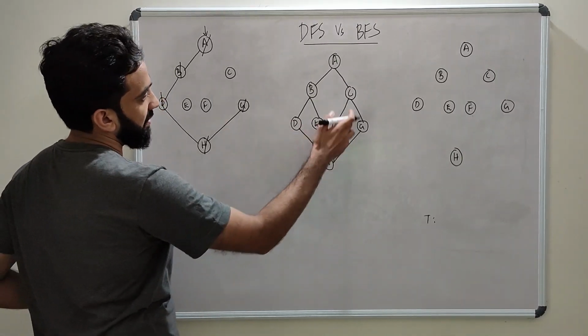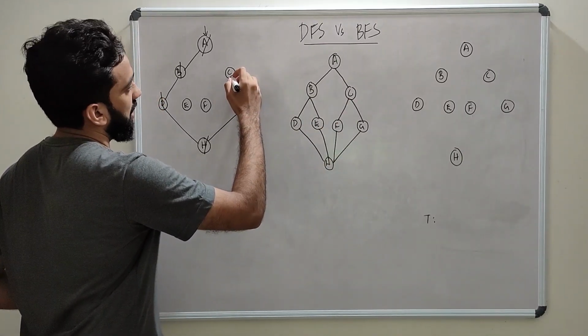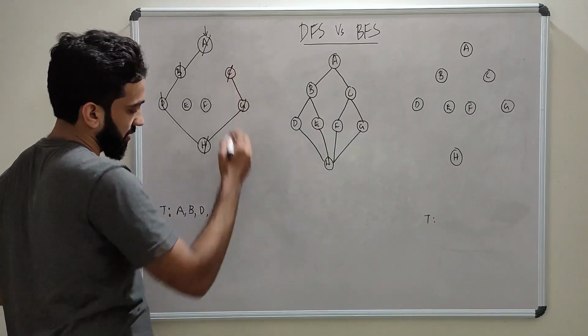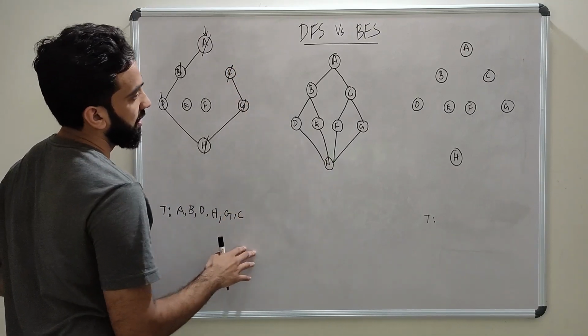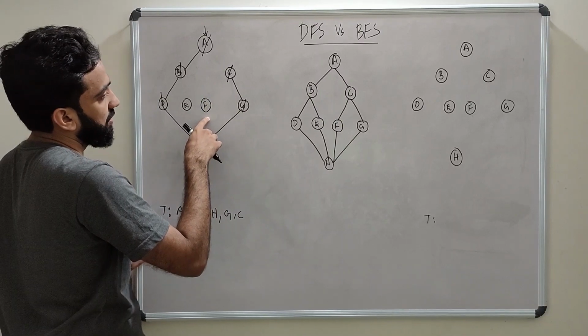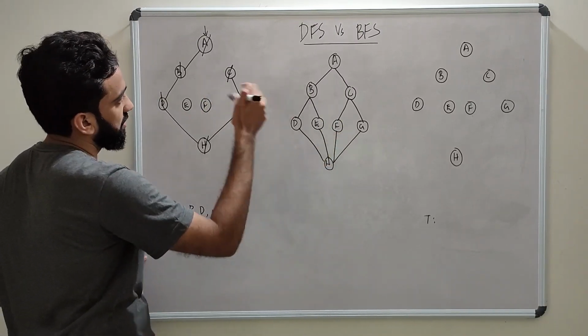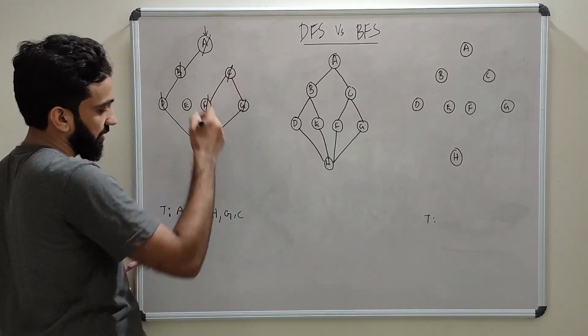From G, I have an option to C. So I'll go to C. I'll mark C as visited. I'll add C to our T list. From C, again, I have one option. So the F is not visited. So I'll go to F. I'll mark F as visited.